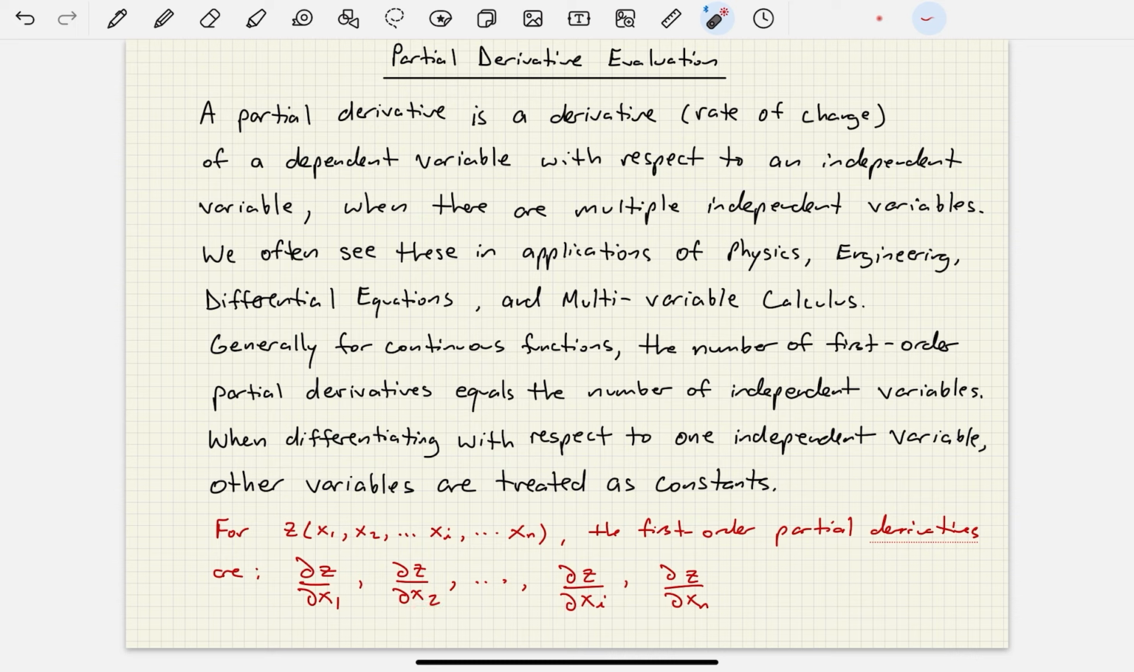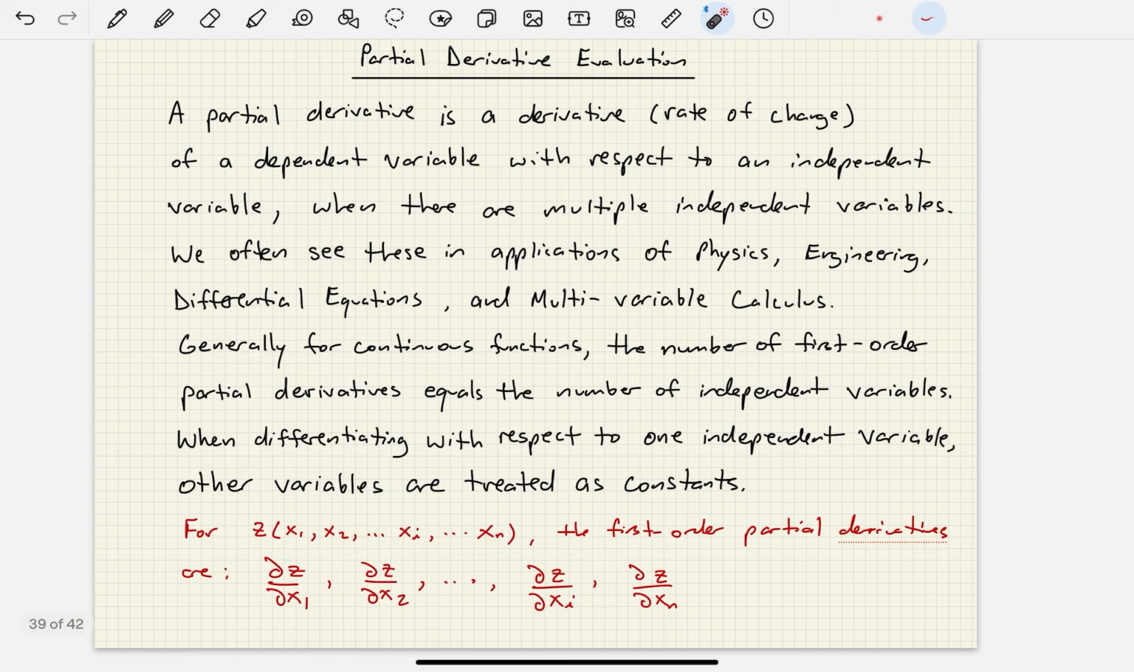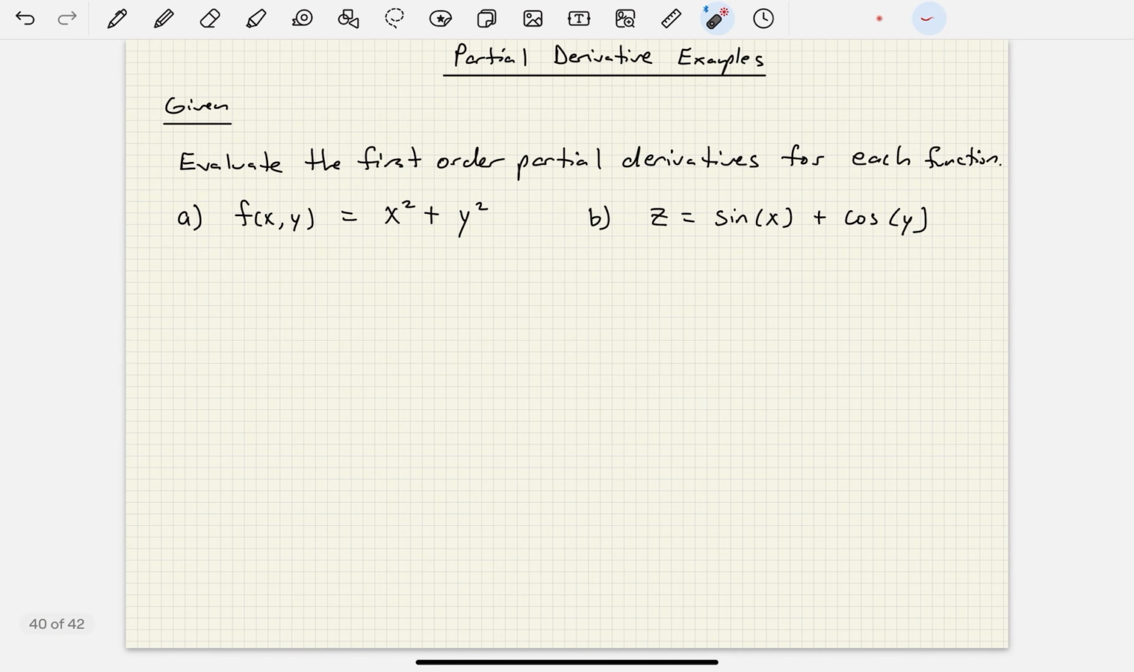So this goes back to this sentence. Generally, for continuous or smooth functions, the number of these first order partial derivatives is going to equal the number of independent variables we have in that multivariable function, okay? So let's jump into some numerical examples to practice this, all right? So here we're given the following. We're being asked to evaluate the first order partial derivatives for each function, okay?